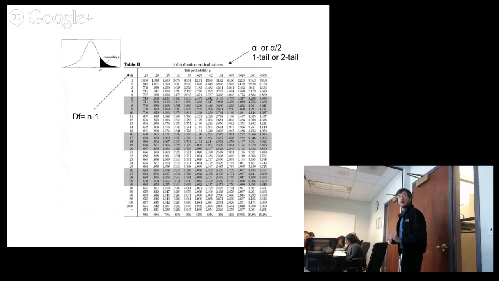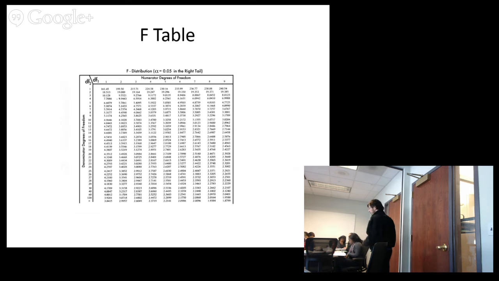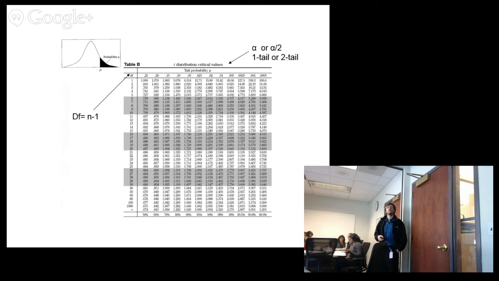Okay. So for the F table, it's a little bit more complicated. We need to know the degrees of freedom of our numerator. What table was this one? T distribution. Yep, up at the top. It's also in the back of your book.